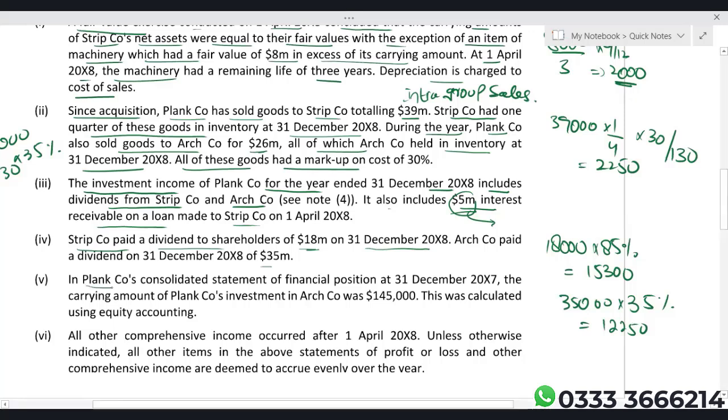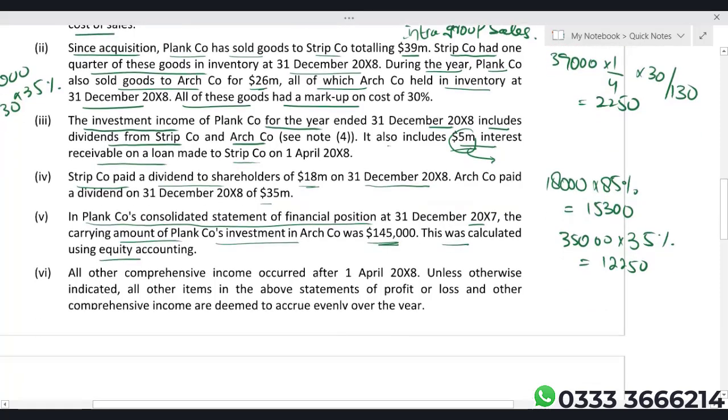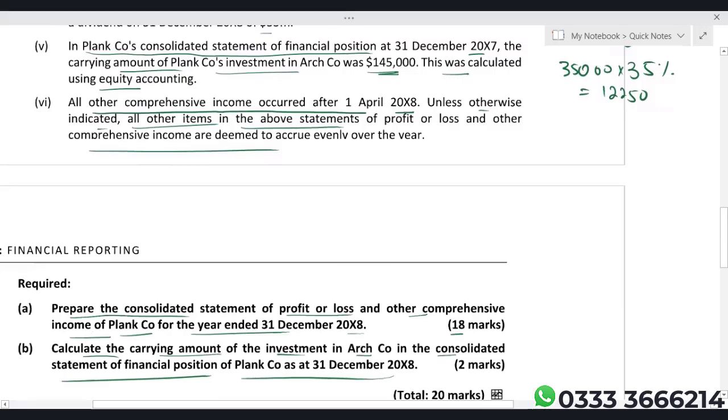In Plank company's consolidated statement of financial position at December X7, previous year, the carrying amount of Plank company's investment in ARC is 145. This was calculated using the equity method. That's a previous year amount. All other comprehensive income accrued after first April X8, unless otherwise indicated. All other items in the statement of profit and loss and comprehensive income are deemed to accrue evenly over the year.